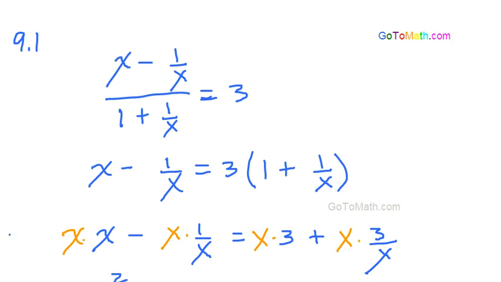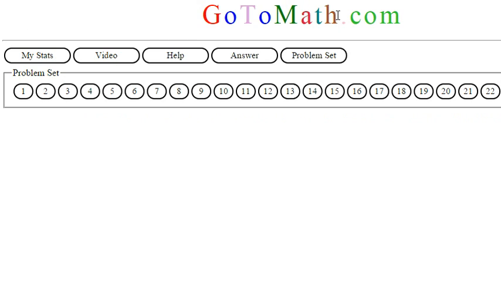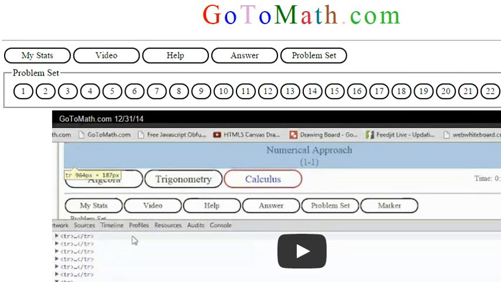Alright, so we're over here at 9.1, I guess. That's not what I meant to really say. We're over here at gotomath.com. And we're going to be looking at some models in the next problem.